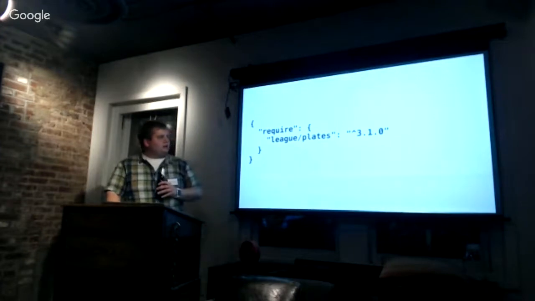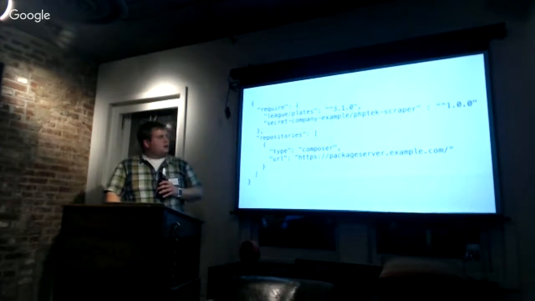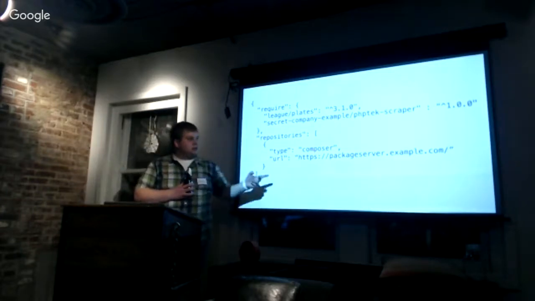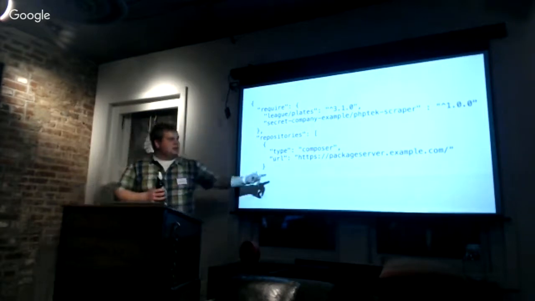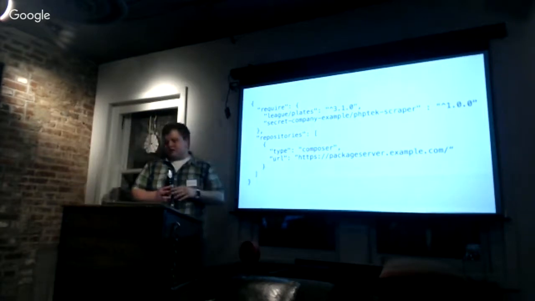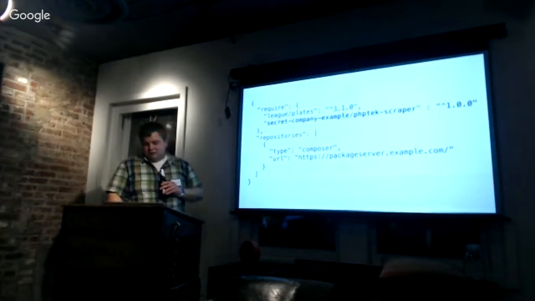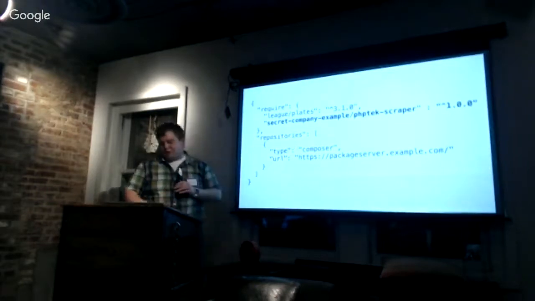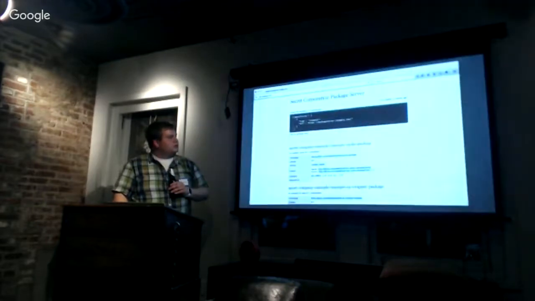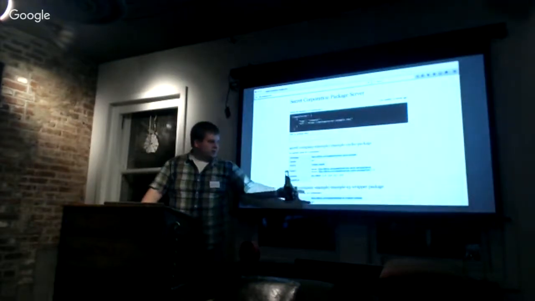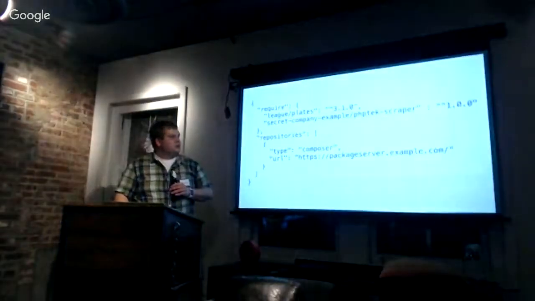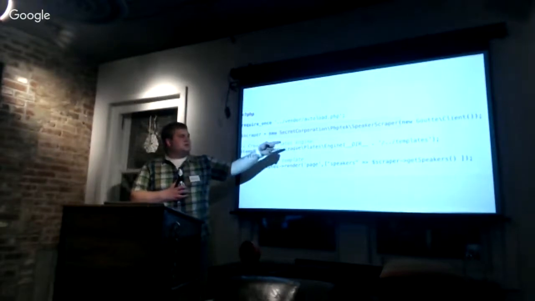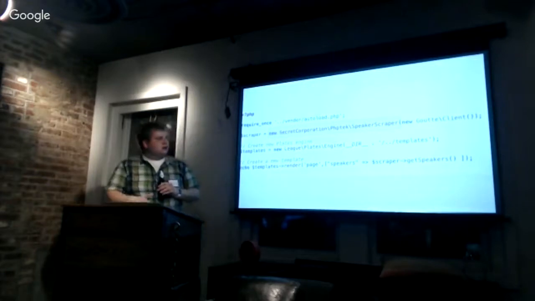So we're going to require League Plates, and then we're going to require the PHP text scraper that I was talking about earlier. And you have to point it, saying that the type of repository is Composer now, not Git or not a VCS. And you're going to point it at the URL for your package server. You see right here, I've specified secret company example, PHP scraper 1.0.0. And if you look previously on the previous slide, you can see, well, maybe off the bottom here, but 1.1.0 is available. So it's going to download that and drop it in my vendor folder. If I use the vendor autoloader, I can just use the Secret Corporation PHP text scraper just like that.